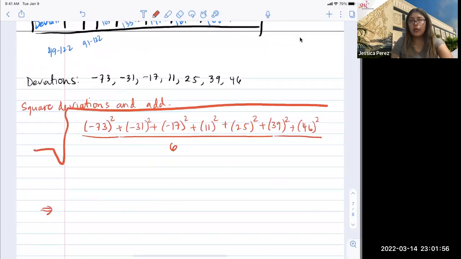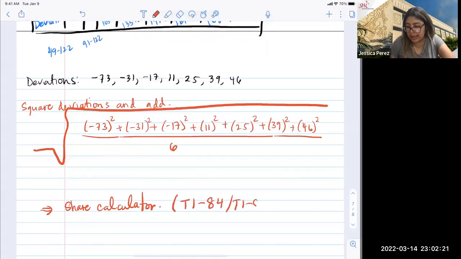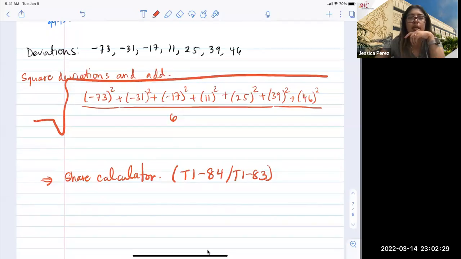So here, what I'm going to do is I'm going to share my calculator. This is for purposes of time. So you can use your graphing calculator here. If you have, it'd be nice if you have a TI 84 or TI 83. You can do it on a TI 30, but it's going to be longer. So I would just use one of these calculators. That's exactly what I'm going to do here.